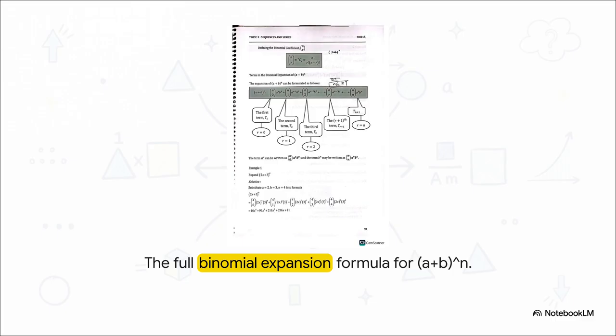Basically, as you move from term to term, the power of your first term, a, goes down, and the power of your second term, b, goes up. It starts at n and goes down to 0 for a, and from 0 up to n for b. It's like this perfect, predictable algebraic dance.